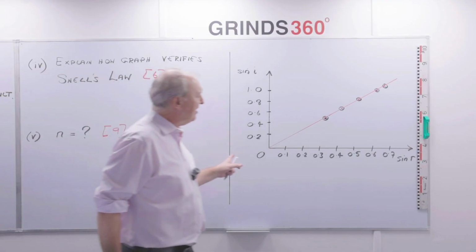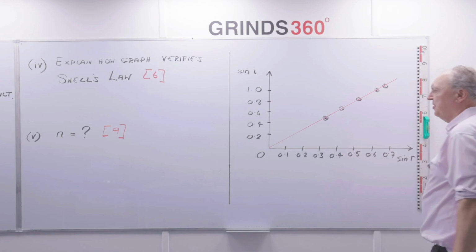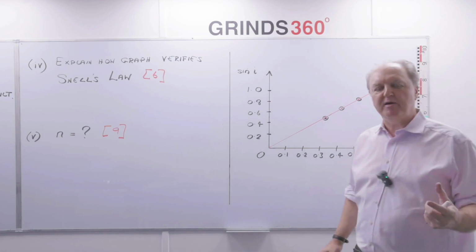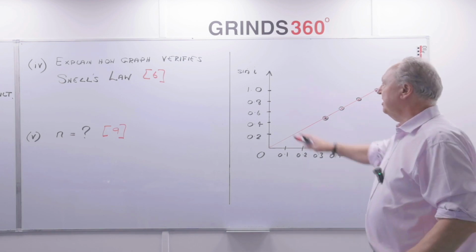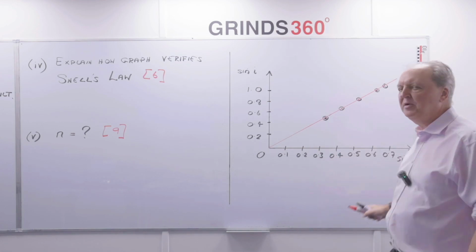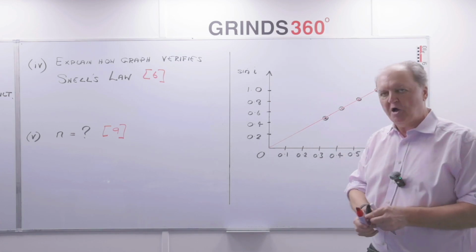Right, moving on to the 4th part of your question. The 4th part is asking me to explain how your graph verifies Snell's law. That type of question is very, very common, and we'll say the answer in the same way every single time. How does that graph verify Snell's law? Well, what we say is the graph is a straight line passing through the origin. If that's the case, it means that quantity up there, sin I, is directly proportional to sin R. That's a statement of Snell's law.